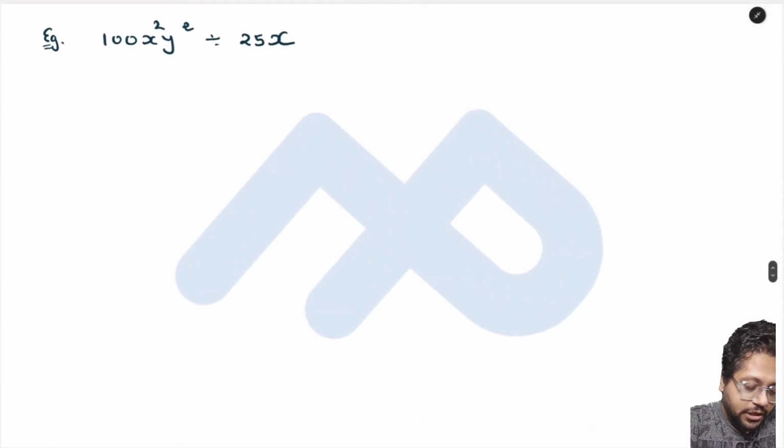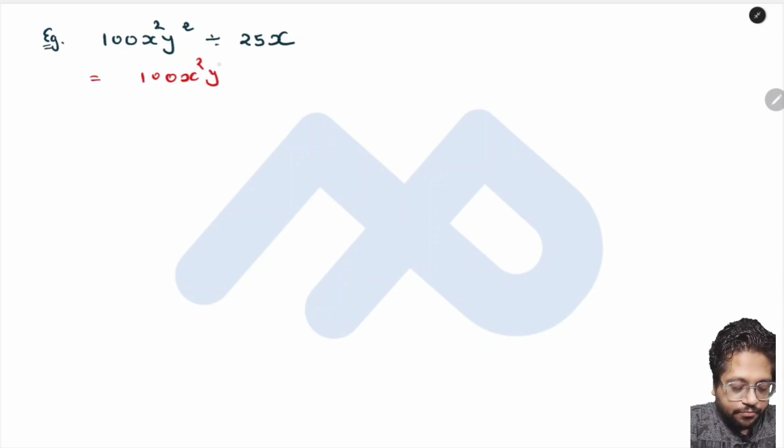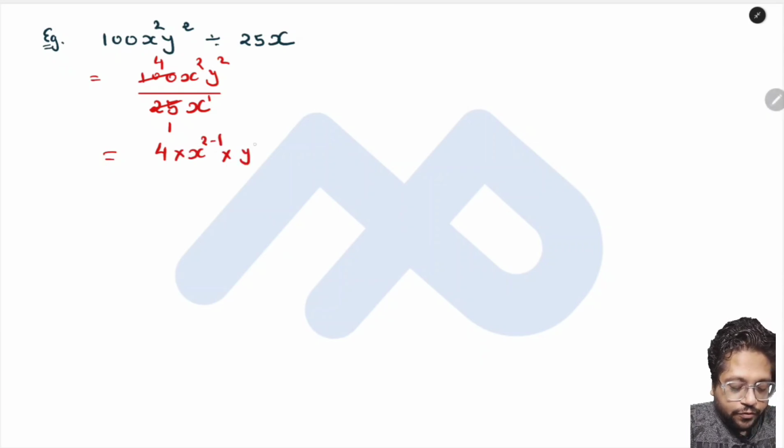See another question. 100x square y square divided by 25x. Let me just put it in fractional form: 100x square y square upon 25x. Now let's cut this 100 and 25. 25 ones are 25 and 25 fours are 100, so that's 4. And now in division you subtract the powers. x raised to 2 is in the numerator and x raised to 1 is in the denominator, so it's x raised to 2 minus 1, and y raised to 2 will remain as it is. So this is 4 x raised to 1, which is just x, and y raised to 2.